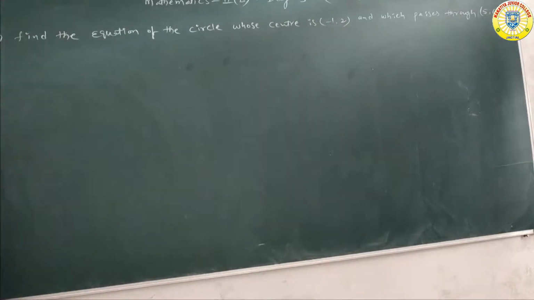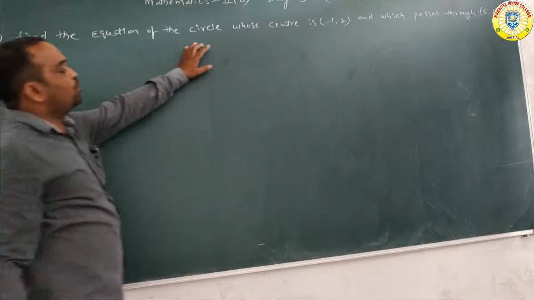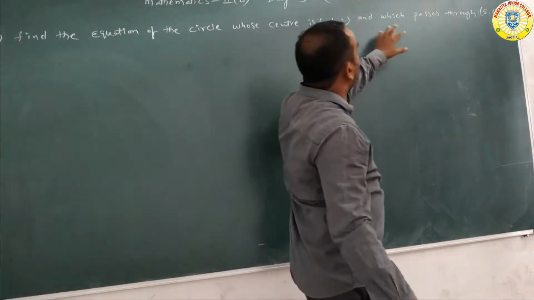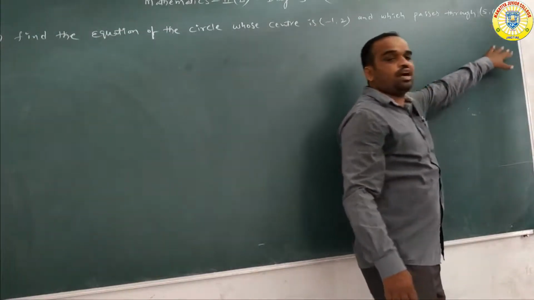Next one, see here. Find the equation of a circle whose center is (-1, 2) and which passes through (5, 6).